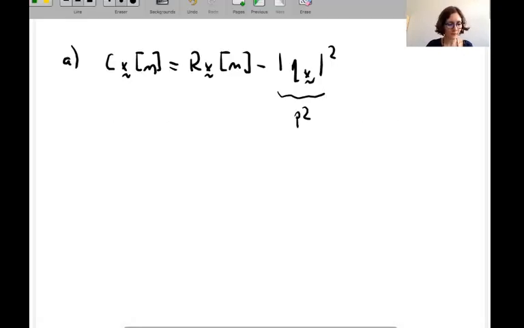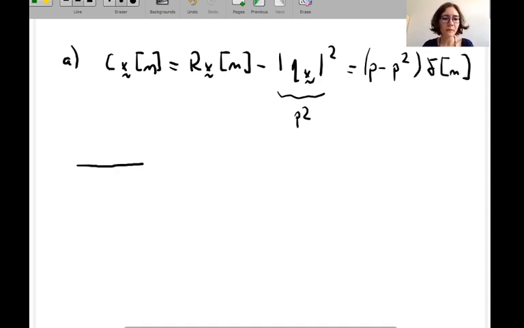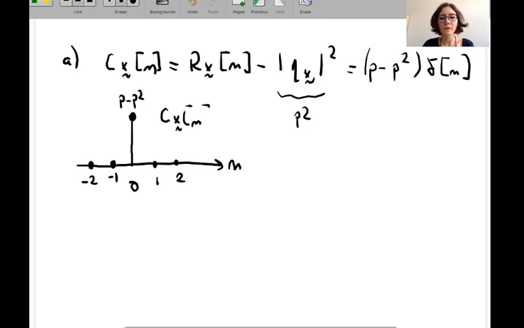So let's write it down. This is p times 1 minus p, which we could simply rewrite as (p minus p squared) delta of m, and that's it. Now, to check ergodicity, we're wondering whether this function converges to 0 for large m. But if you look at it, it's a very simple function. At 0 you have the value p minus p squared, and at all the other values, the function is exactly equal to 0. So this is what the autocovariance function of this random process looks like.